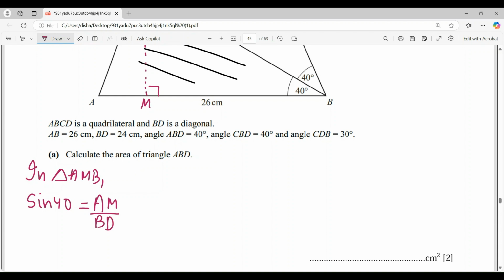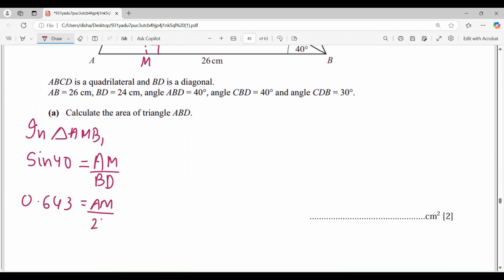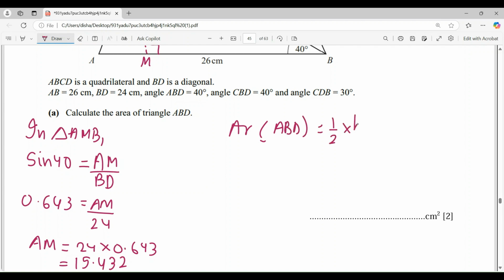Now sine 40 is 0.643, equals to AM upon BD, which is 24. So AM we will have 24 into 0.643, and that comes out to be 15.432. So AM is 15.432. So we have got the height. So area of ABD is equals to half base into height.